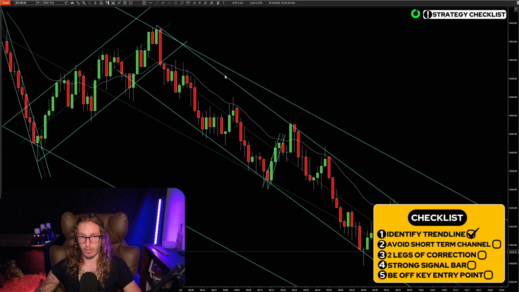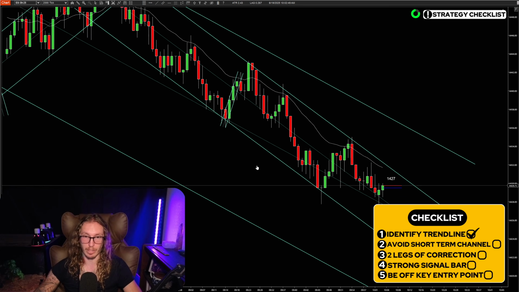So the first thing is we have our downtrend. The second thing is we are not in an established uptrend. The third thing is we have 2 legs of correction. And then the fourth thing is we need to have a strong bearish signal bar that closes in its lower 1/3. In this case, we don't. This is a bullish bar, so we don't have a trade there.